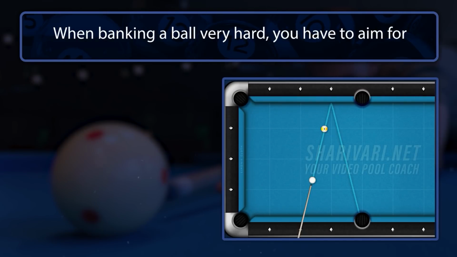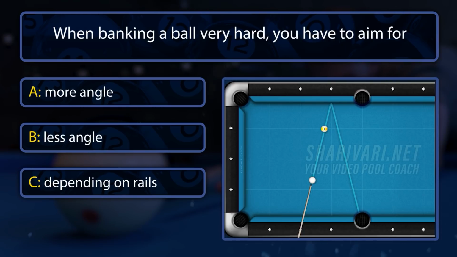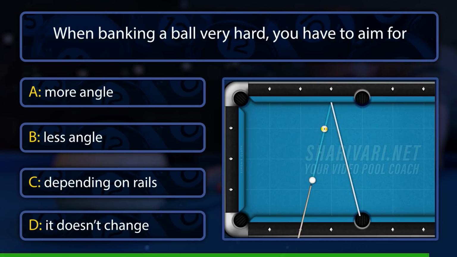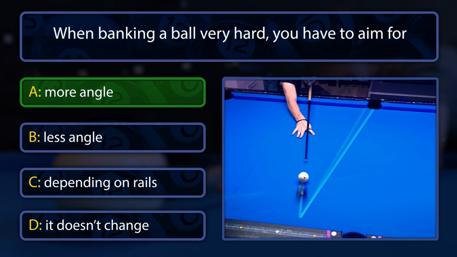When banking a ball very hard, do you have to aim for more angle, less angle, does it depend on the rails, or does it not change? You have to aim for more angle because a hard shot will shallow the angle. The rails of course make also a difference, but you will always have to play for more angle when hitting hard.